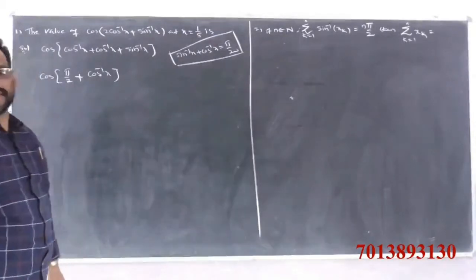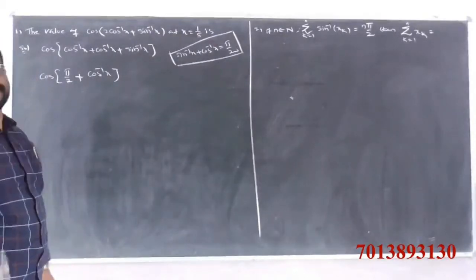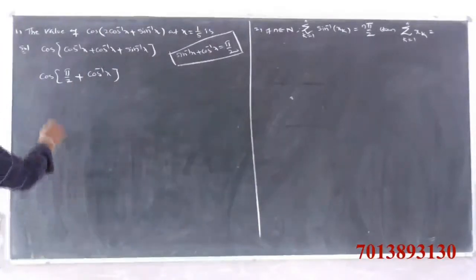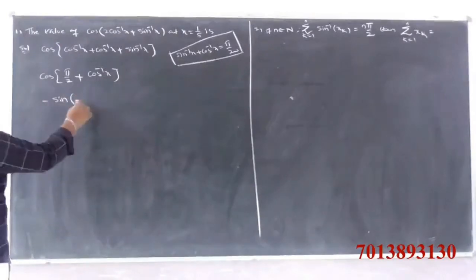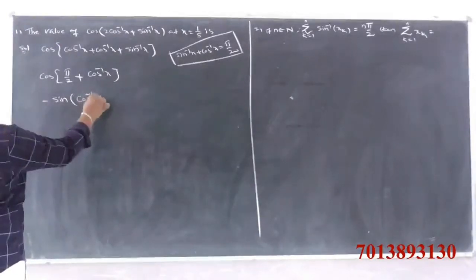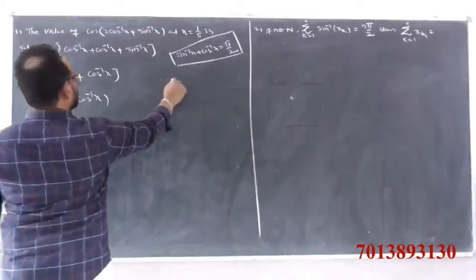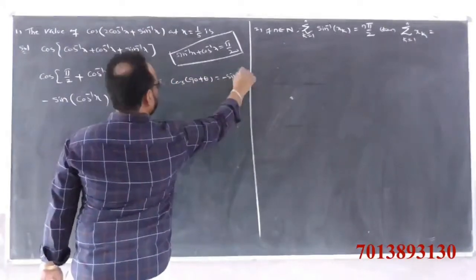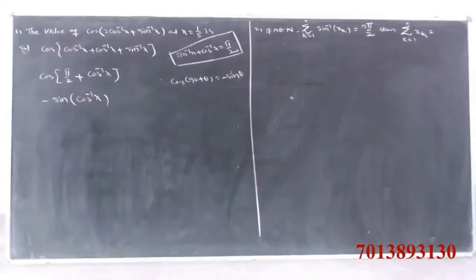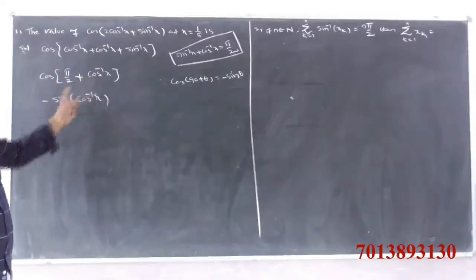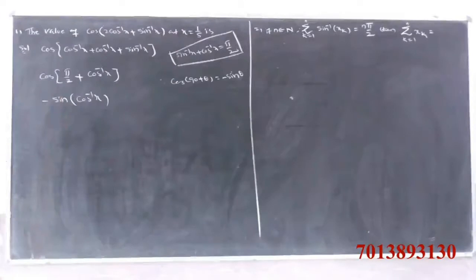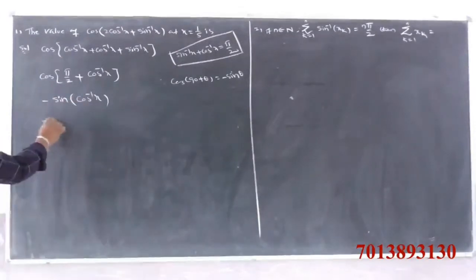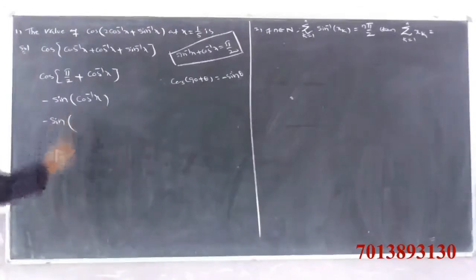Cos of 90 plus theta lies in the second quadrant. In the second quadrant, cos has a negative sign. So cos of 90 plus theta is equal to minus sin theta. So we get minus sin of cos inverse x.